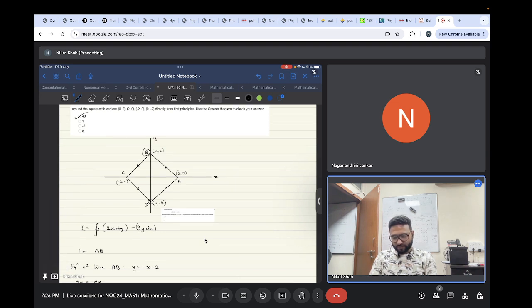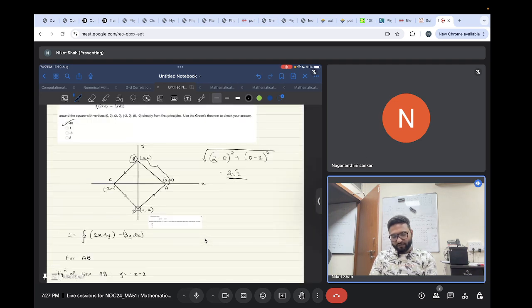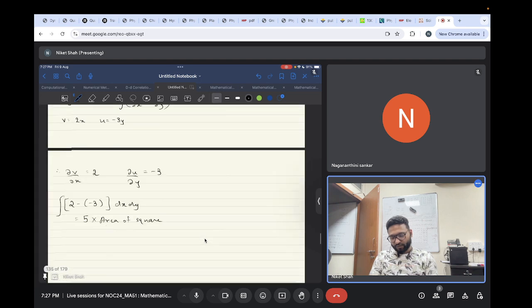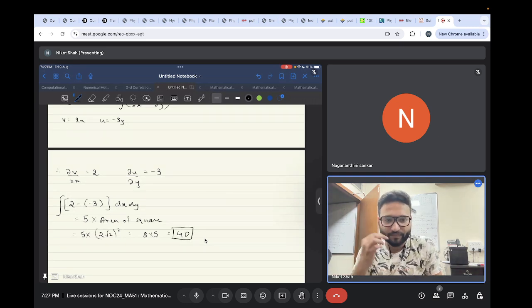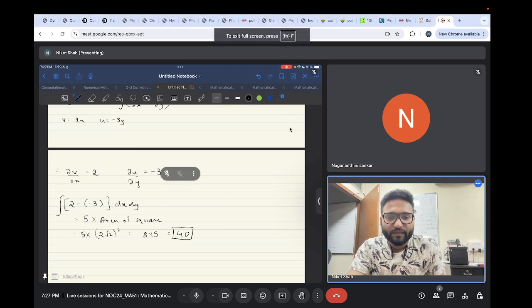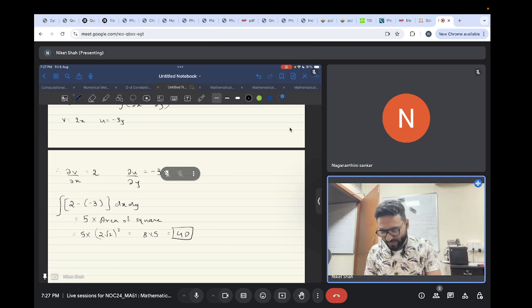Area of the square is, one side length is 2 minus 0 plus 0 minus 2 the whole square, square root. This is 2 root 2. The side of the square is of this length 2 root 2. So area of the square is 2 root 2 square, which is equal to 8, and 8 into 5 is equal to 40. So Green's theorem is also giving me the same result. So that's question number 1.